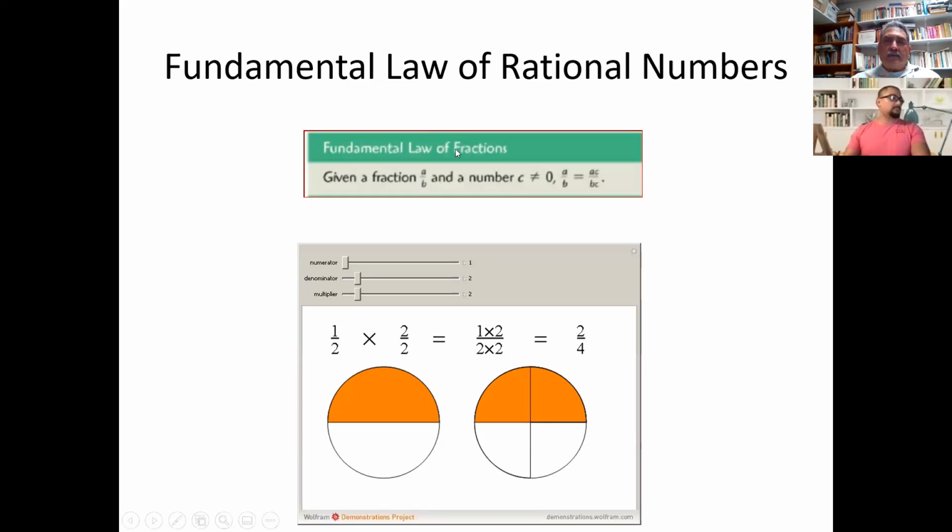There are some rules about rational numbers and fractions. For example, this is called a fraction. The top is called the numerator, the bottom is called the denominator. If I want to multiply them, just multiply 1 by 2 and 2 by 2. Multiply the numerator and the denominator, and you get 2 divided by 4, which is the same as 1 over 2, okay?